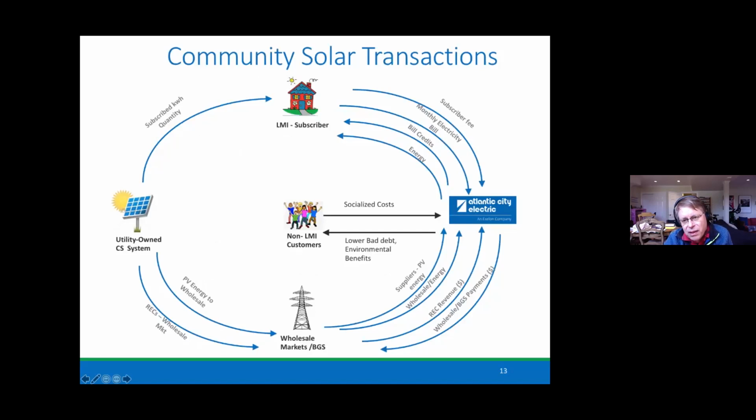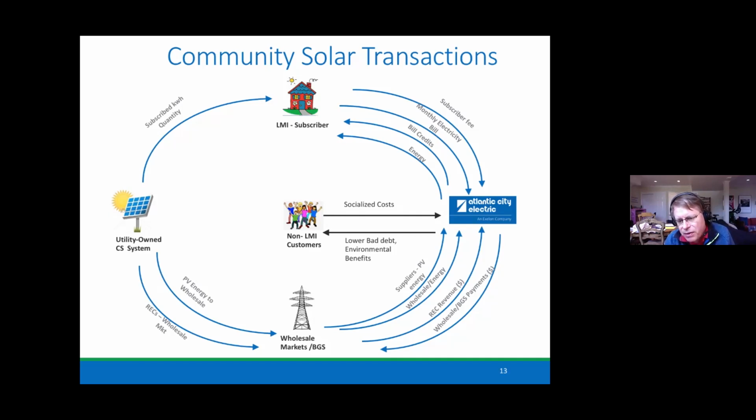Then they would pay their monthly electric bill to Atlantic City Electric, but in return, they would receive a bill credit. Energy would be assigned back based on the percentage of their subscription in that community solar facility. The benefit for low-income customers is they're better able to afford their electric bill. And there's some ability to potentially socialize some of their costs across the various customers who all have to pay in for the rates that are paid for community solar.